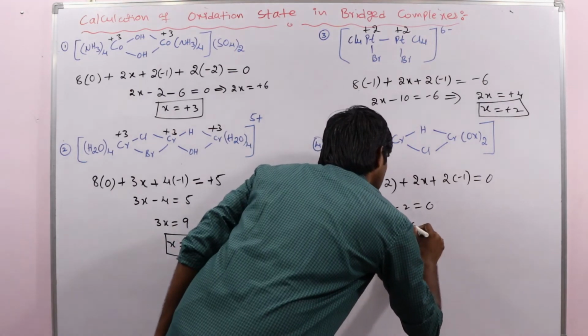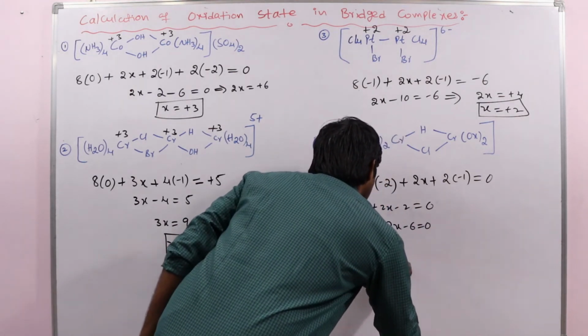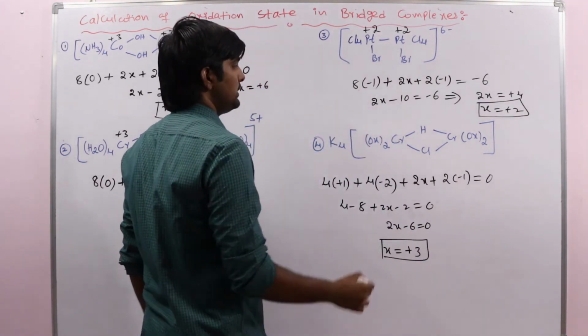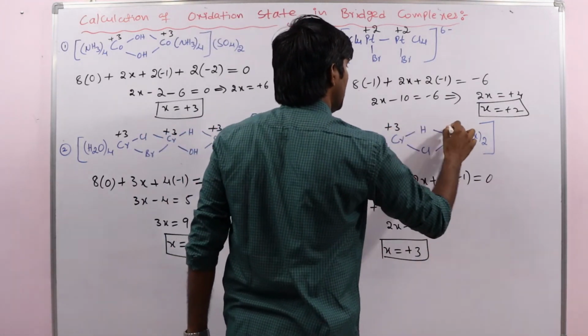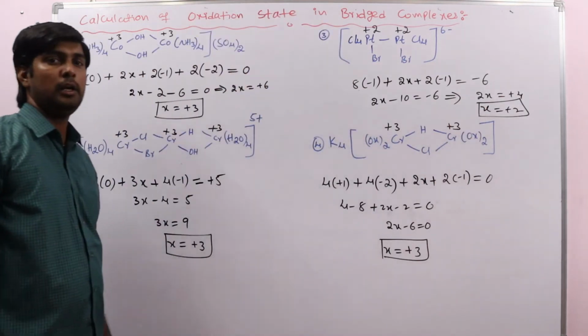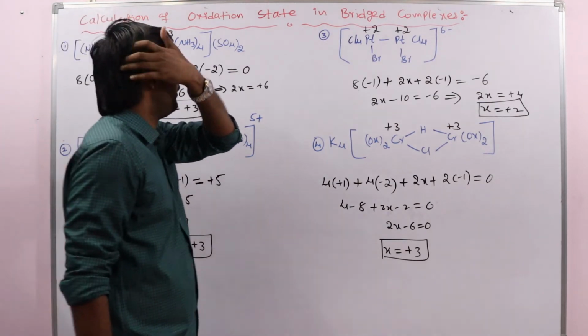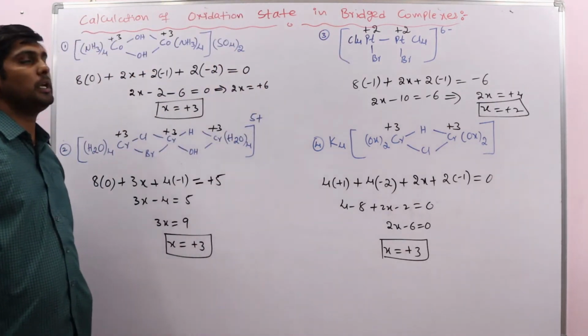So 2x minus 6 equal to 0. From this x is equal to +3. So what is the oxidation state of each chromium? +3. Okay, clear? So in this way we can calculate oxidation state of metal in the bridged complexes.